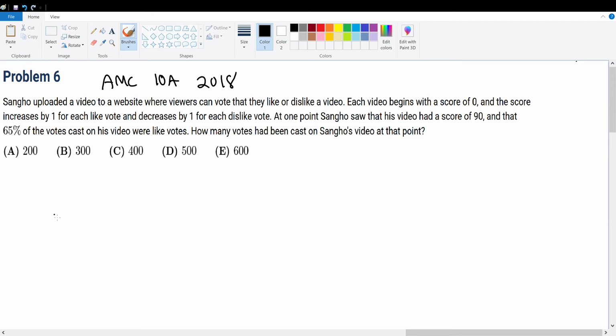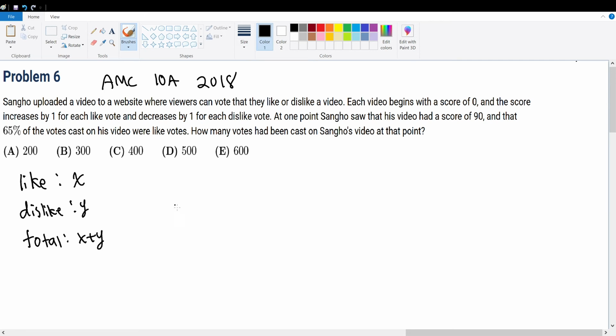So we're trying to find the total number of votes that were cast. To figure this out, we must know which variables to assume. How do we calculate the score? We calculate the score through the number of likes and dislikes. So we must assume the number of likes and dislikes. Let's call the likes X and the dislikes Y. The total number of votes will be X plus Y, because likes and dislikes compose the entirety of the votes.